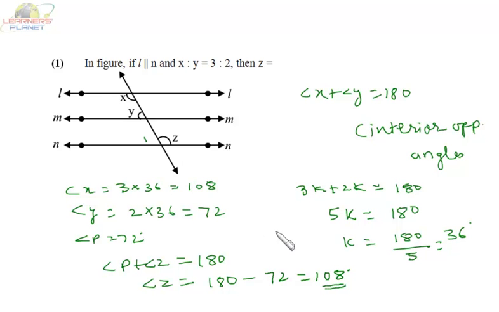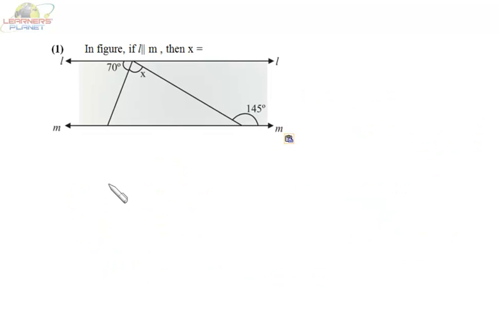Apart from that, we can also say that angle X and angle Z, both of them are alternate interior angles. So whatever the value of angle X, the same value will be of angle Z, since we can see a shape of Z over here. So angle X and angle Z, both of them are alternate interior angles.